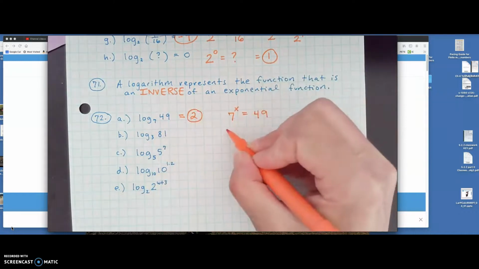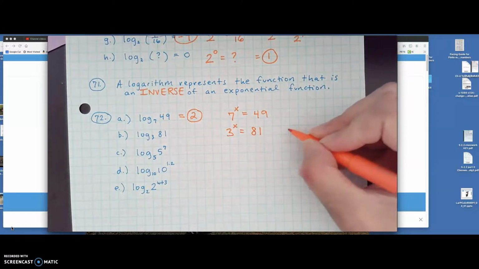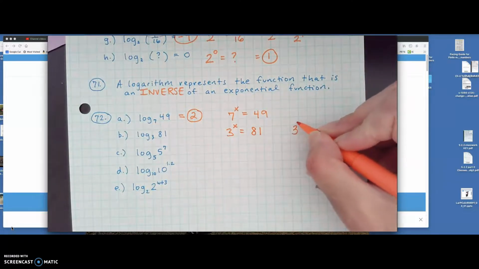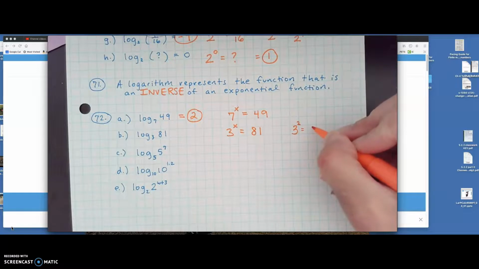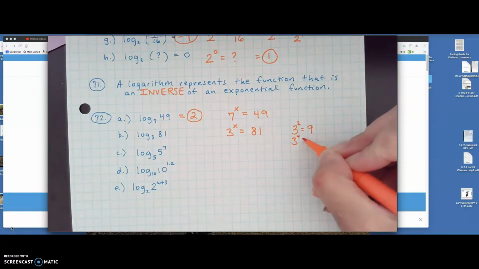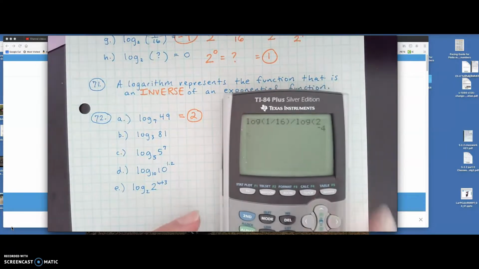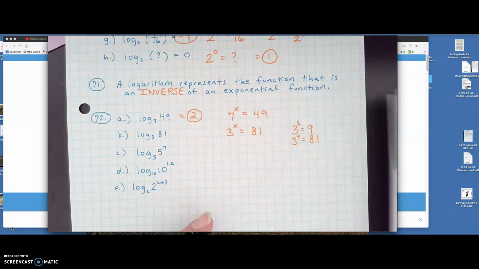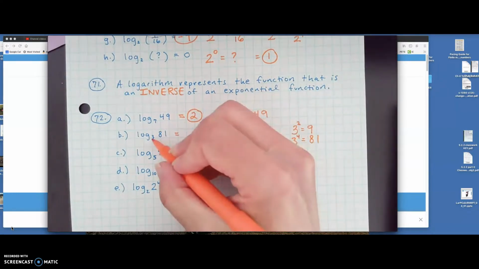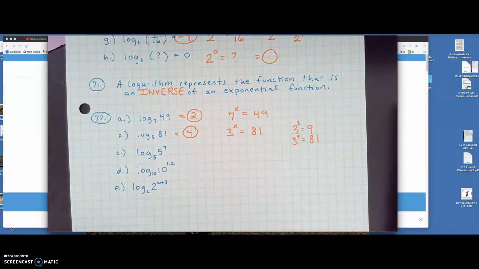Next one, 3 to the what power is going to equal 81. This one would be like if you did 3 squared, that's 9. So 3 to the 4th power, because that would be 9 times 9, is actually 81. Again, everything could be verified on the calculator, but not dependent upon. All right, so the answer to that one is 4, because 3 to the 4th power. So hopefully you're starting to just kind of get the idea.